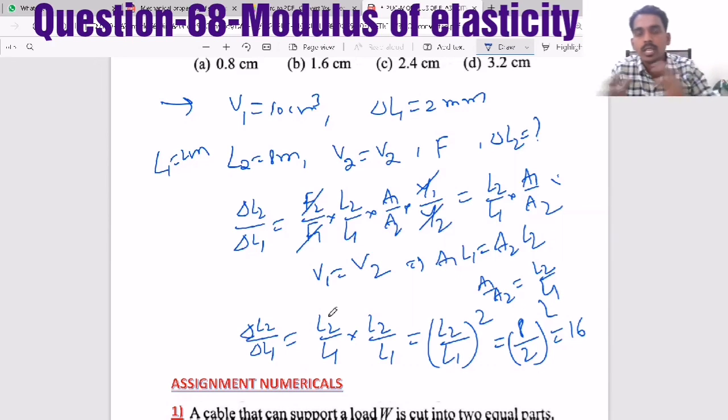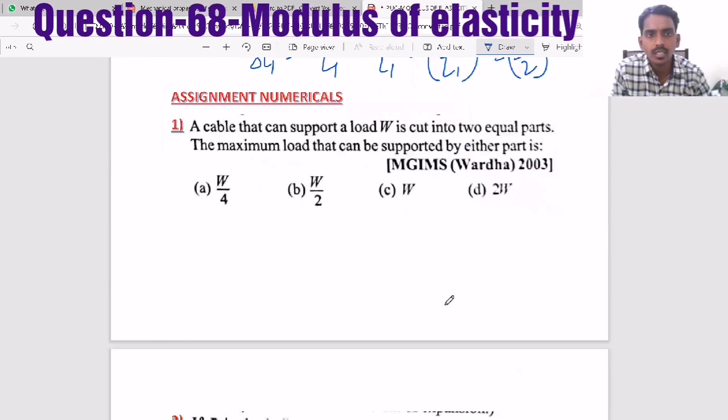So this is how the questions can be asked: simple questions based on stress or strain or Young's modulus, or comparison questions based on Young's modulus or bulk modulus, or they can also ask rigidity modulus. So just try to remember the formula, understand the question and collect the data, then try to solve it.